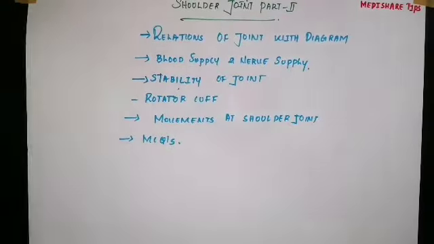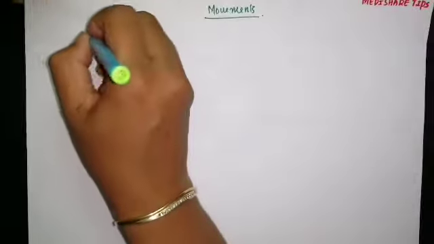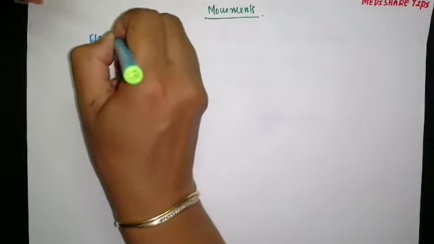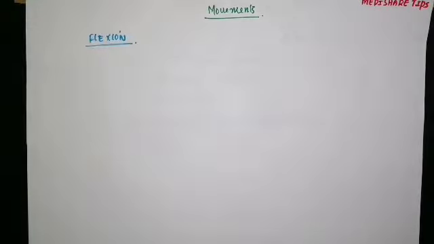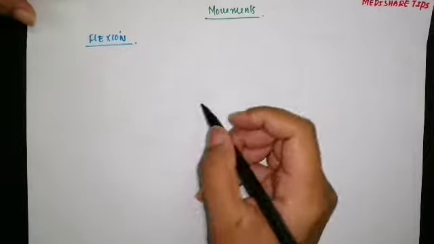Now we will discuss movements at the shoulder joint. What are the movements at the shoulder joint? These include flexion, extension, abduction, adduction, medial rotation and lateral rotation. First we will discuss flexion. What are the muscles carrying out flexion?